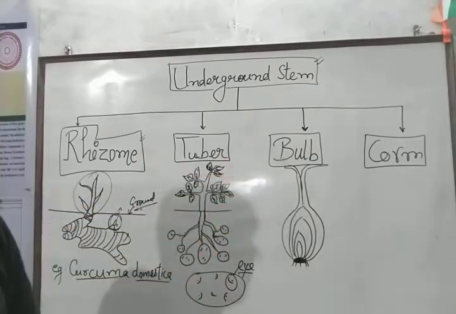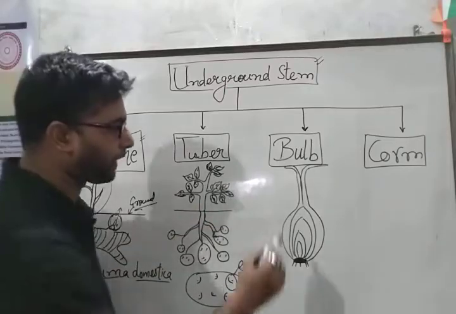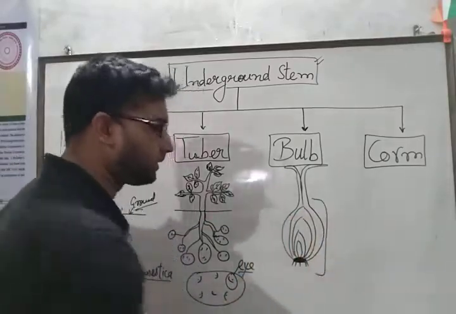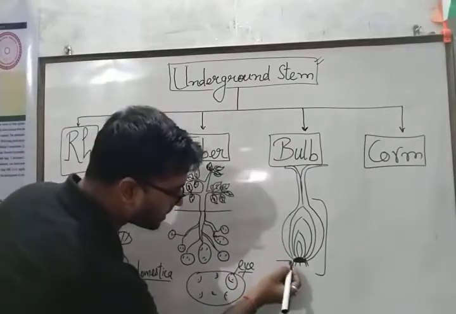The next structure is the bulb. It is a very common structure in onion, you know, and this is the stem.